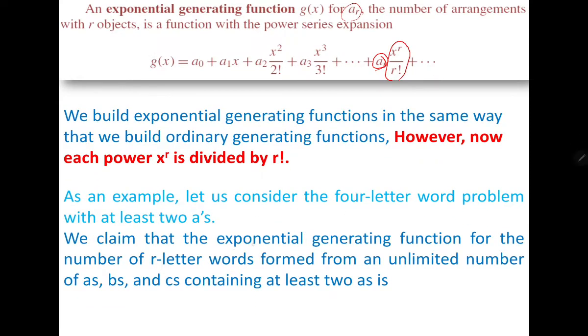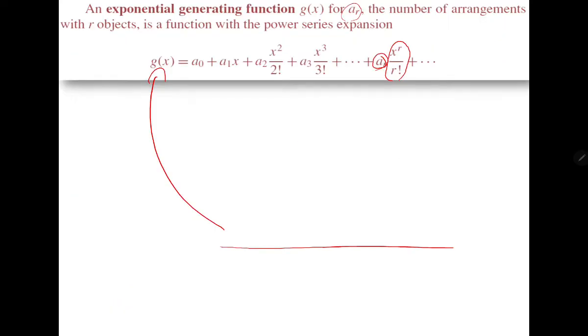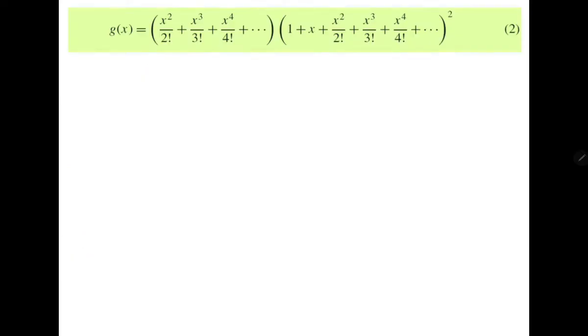If you recall the same problem, if I write down the exponential generating function, then it should give me the required coefficients. Let's see how. First, what would be the exponential generating function? For at least 2 A's it is x square by 2 factorial plus x cube by 3 factorial and so on. And for the rest, (1 plus x plus x square by 2 factorial and so on) whole square. So this is my required generating function.